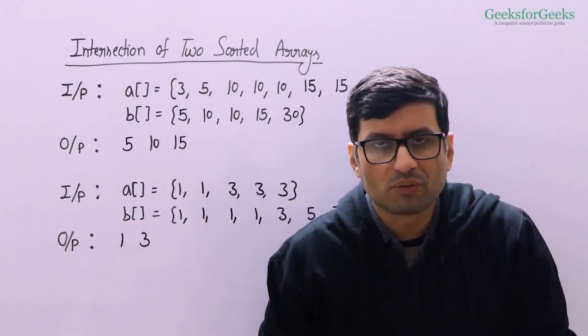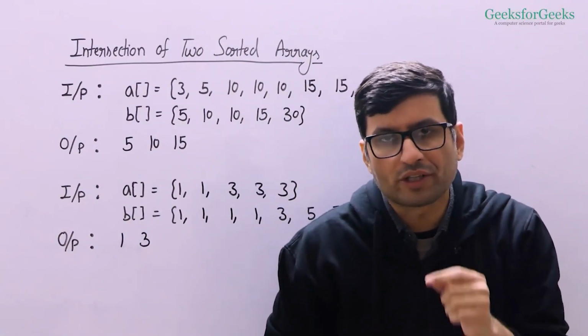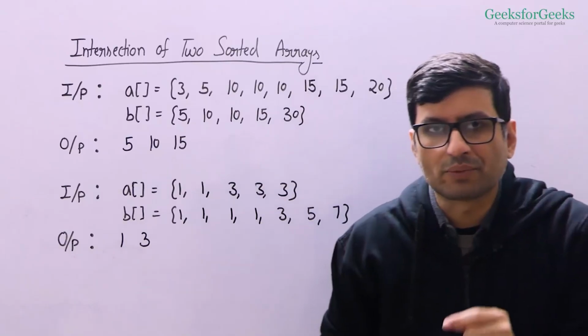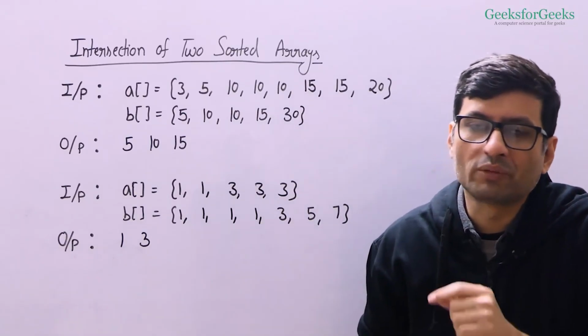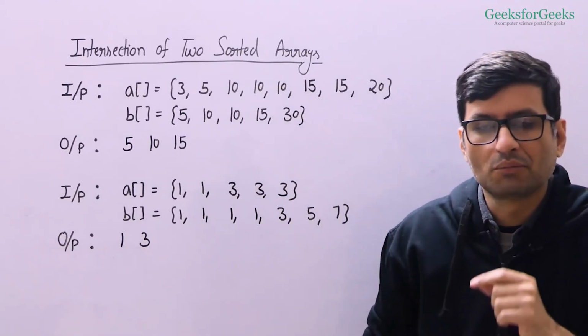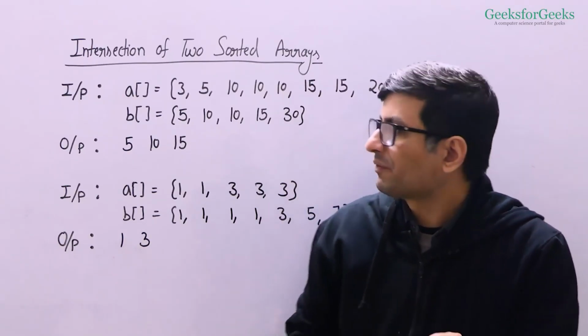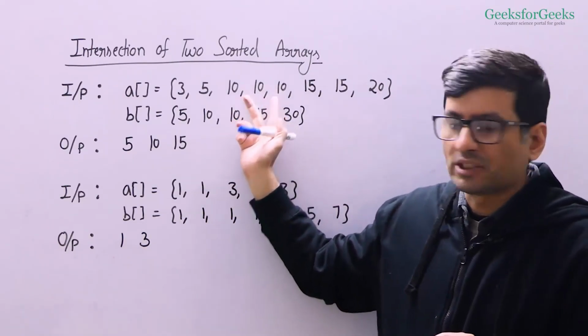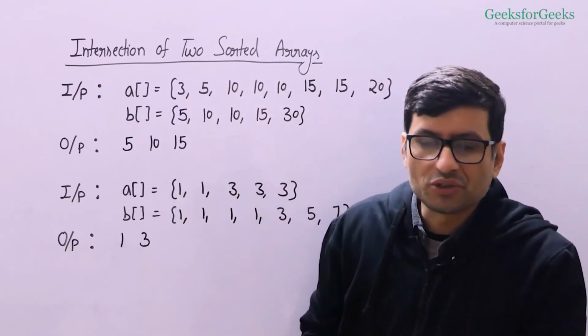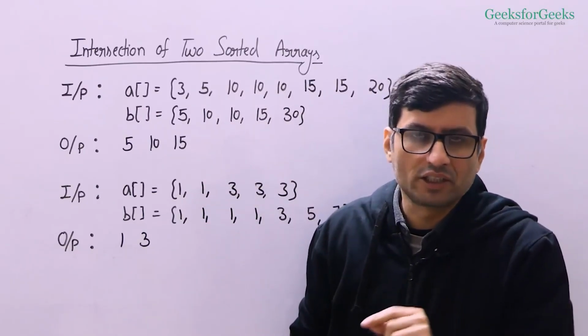Let's talk about this problem. We are given two sorted arrays. Our task is to print the intersection, or common elements, of both the arrays. Both the arrays might contain duplicates, and if there is an element, for example 10 here, that appears 3 times here and 2 times here, we should be printing it only once in the output.